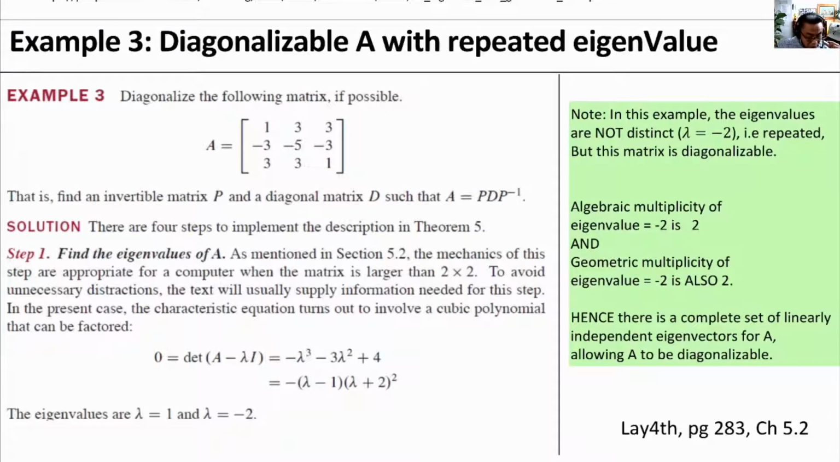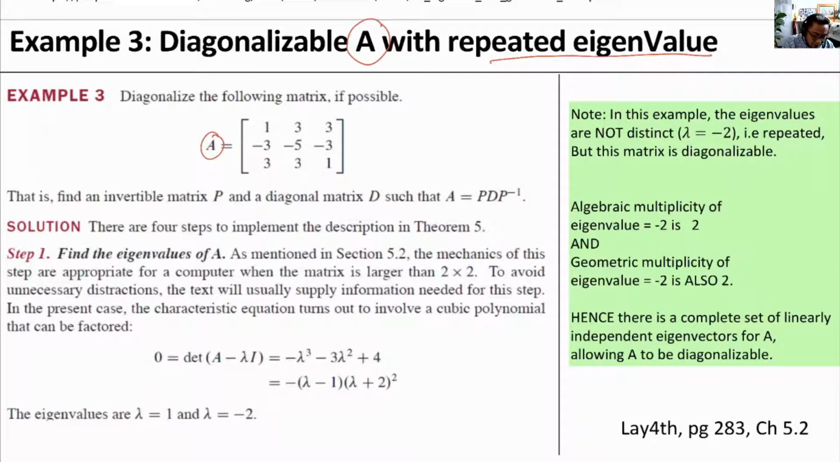This is example 3, where we are trying to diagonalize a matrix with repeated eigenvalues. In this particular example, we see that it is possible to diagonalize A even though we have repeated eigenvalues. Alright, so let's remember how to do it.